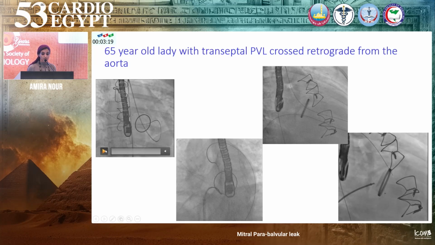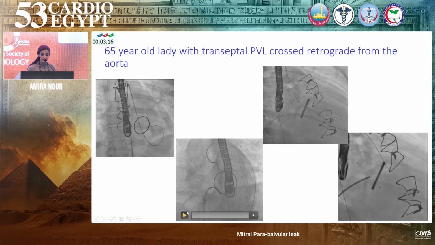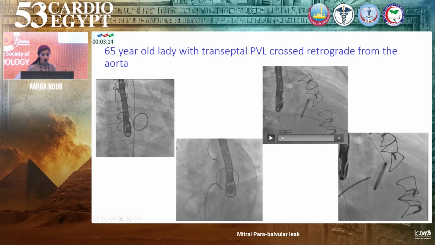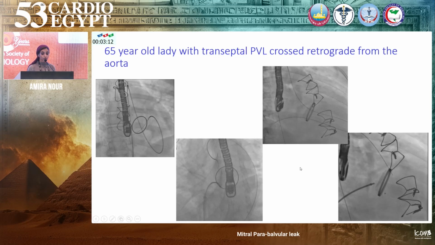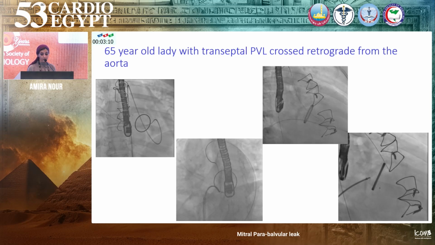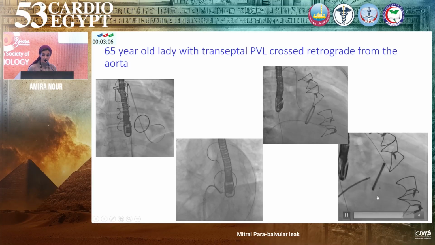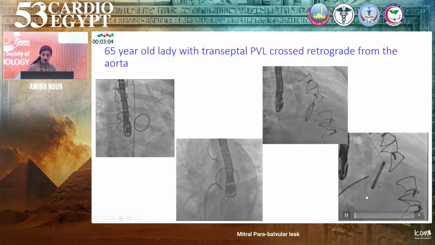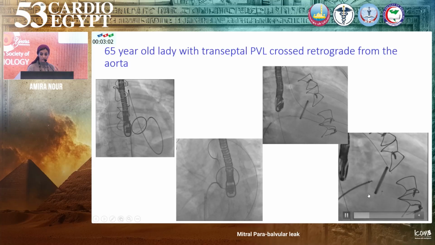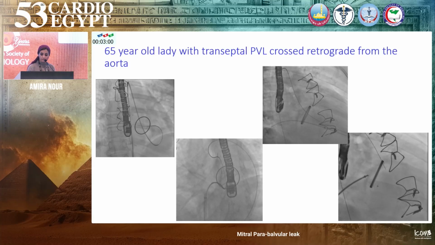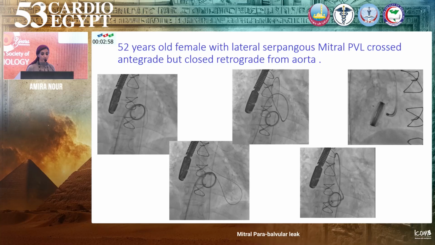This was a 56-year-old lady who had a transseptal PVL, but it was located slightly anterior. So we decided to cross retrograde from the aortic valve from the start, making the AV loop, and then finally deploying the muscular VSD device from the antegrade approach after obtaining the transseptal puncture.